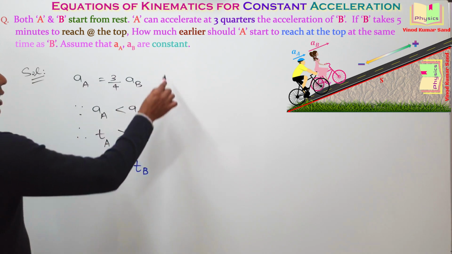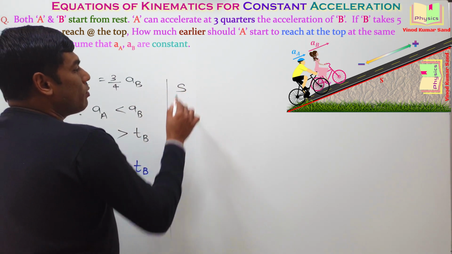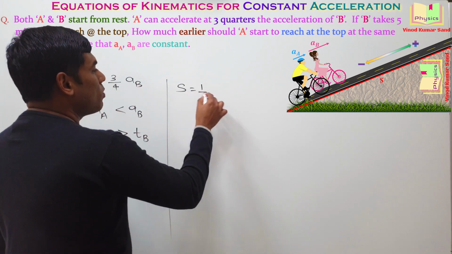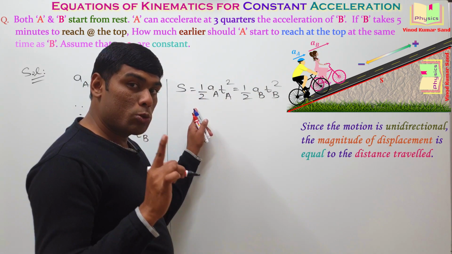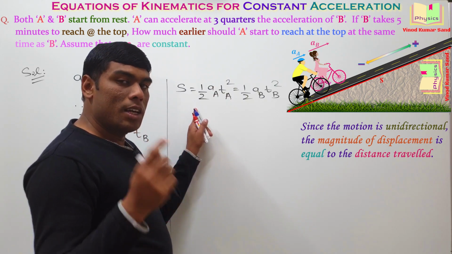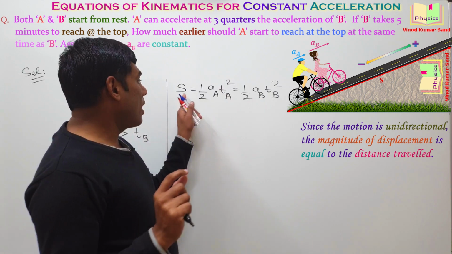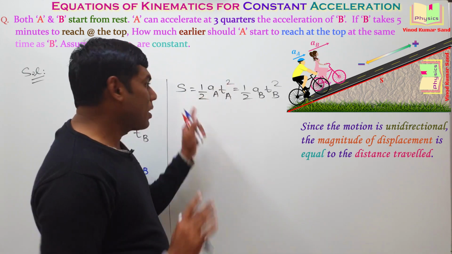Now I am doing the calculations here. Let's say both are covering the same distance S. I am using the second equation of motion. S is equal to ut plus half at square for particle A as well as B. U is 0 for both. So it will look like this. Both are having the same displacement up the incline.